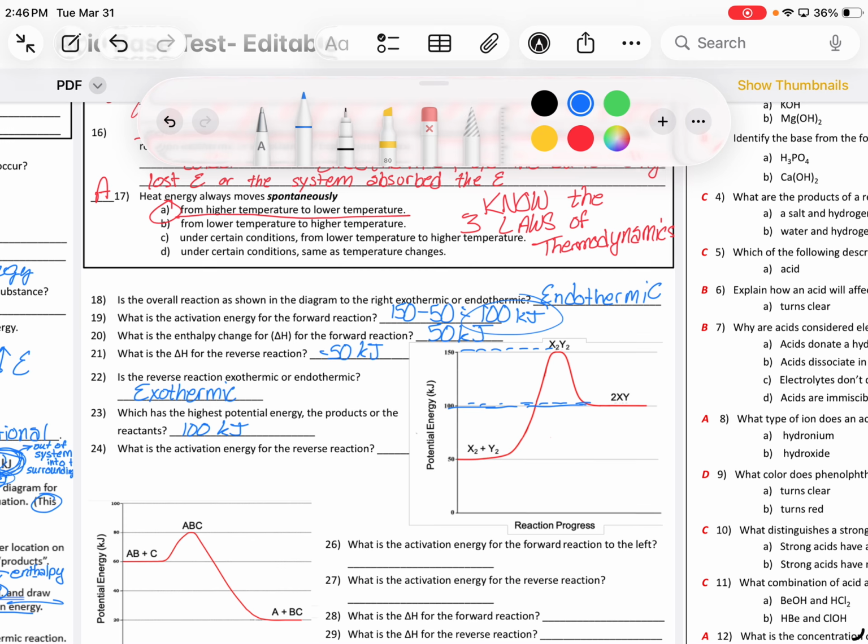Then what is the activation energy for the reverse reaction? So going backwards, from our products, from right to left, what would be the activation energy? Well, let's look. We start at 100, right? We end at 150, so what is that activation energy? 50 kilojoules. We only need 50 kilojoules of energy to actually get the reaction going, because we did 150 minus 100.